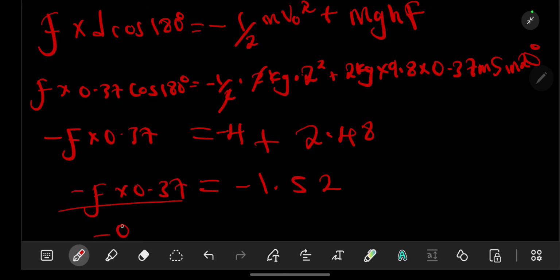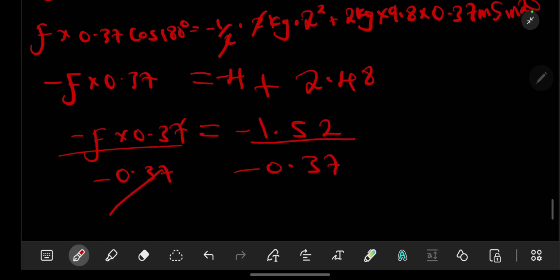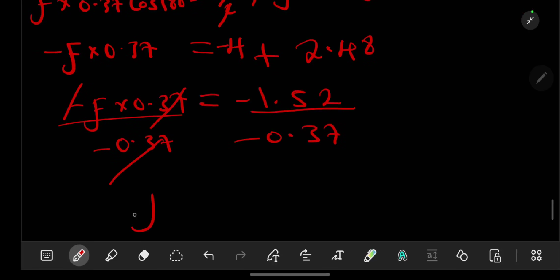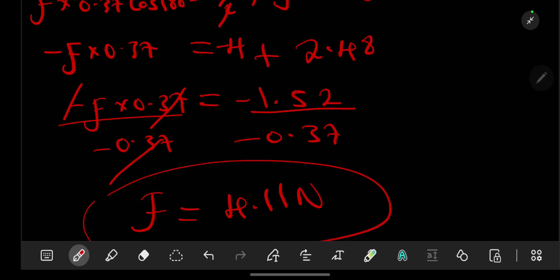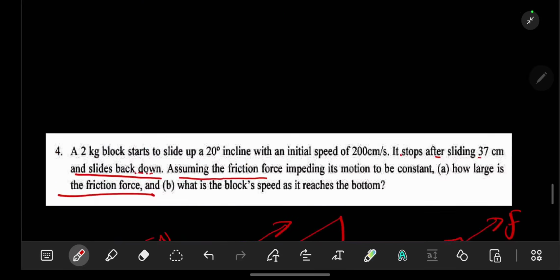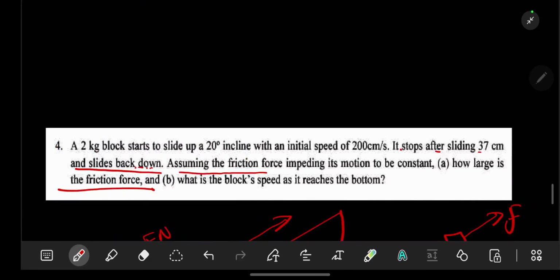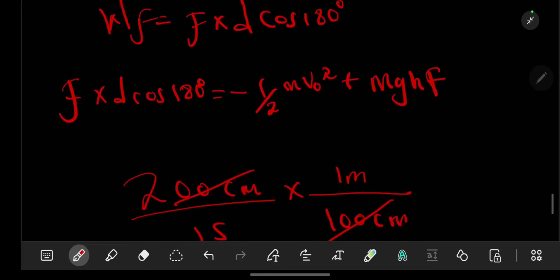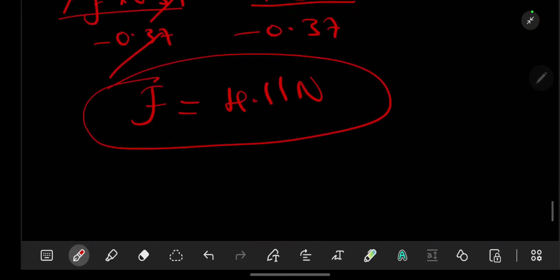We divide by the negative 0.37, which will give us a value that is equivalent to, the frictional force is equal to, divided by 0.37. This gives us a positive 4.11 newtons like that. So this is how you find the frictional force in that regard. Then the last part, which is what speed as it reaches the bottom. So what is our speed as it reaches the bottom?